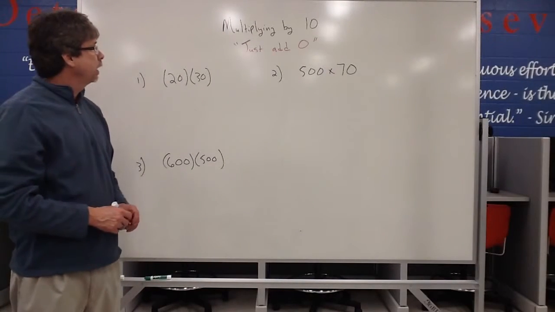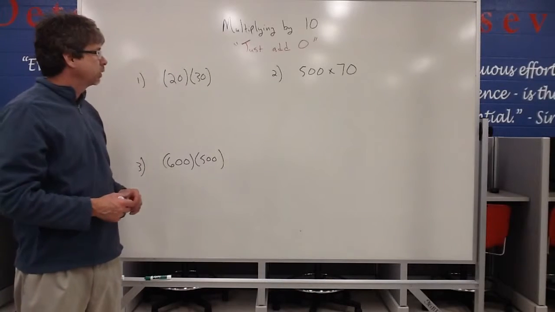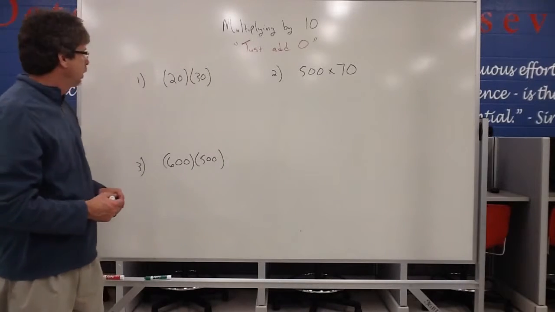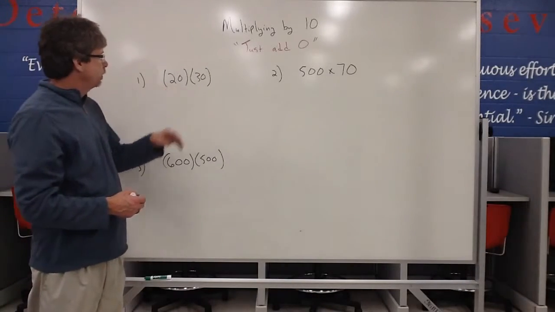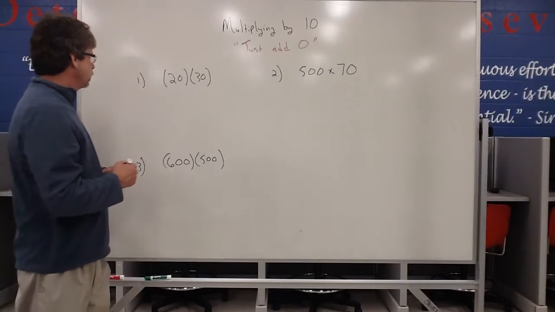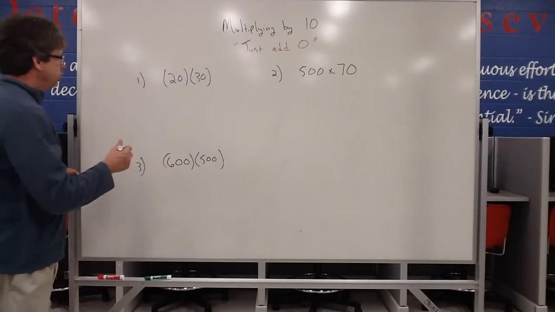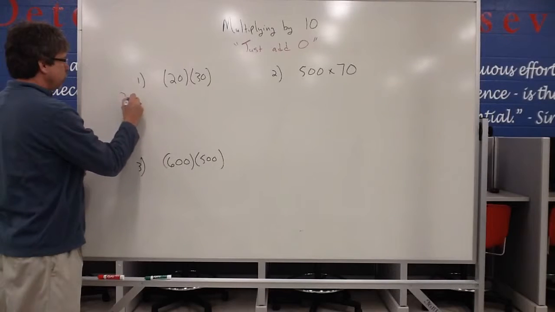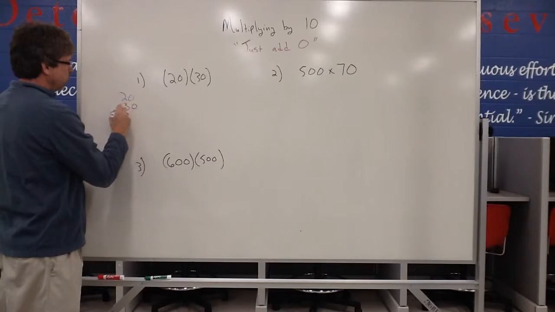So tonight, let's look at multiplying by 10. Let's just look at a few examples. Let's look at the example of 20 times 30. A lot of us have learned to do 20 times 30 like this.